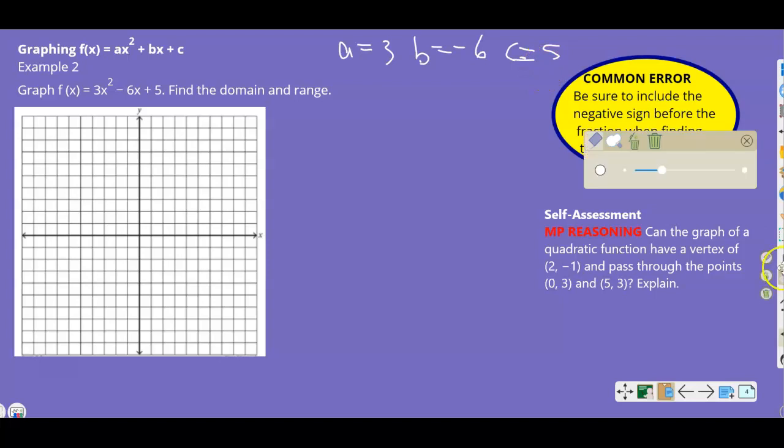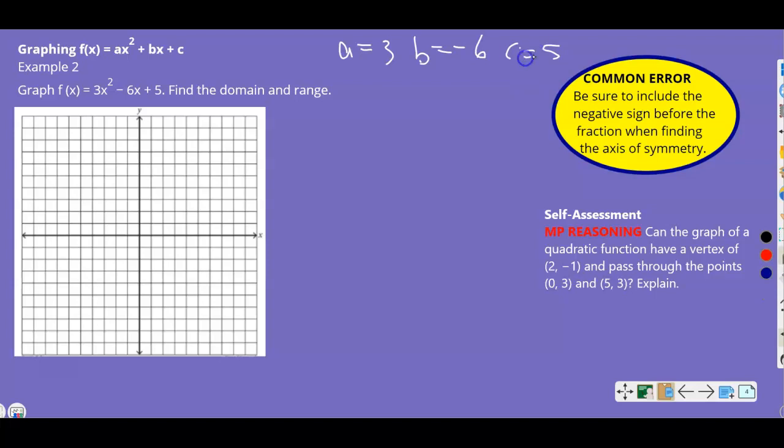Now, we know the axis of symmetry can be found by doing negative b over 2a. So x equals negative b. b is negative 6, so I've got a negative 6 again, over 2a. So I'm going to have 6 over 6. Again, a negative times a negative is a positive 6. 2 times 3 is 6, so 6 over 6 is 1. So x equals 1, that's my axis of symmetry.